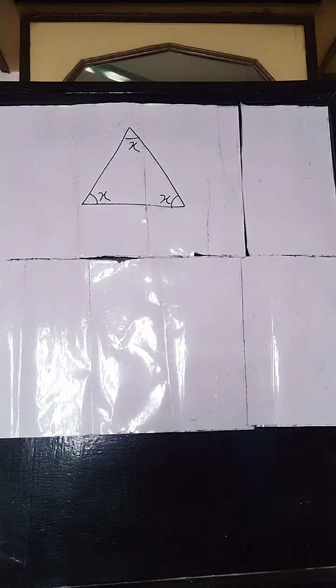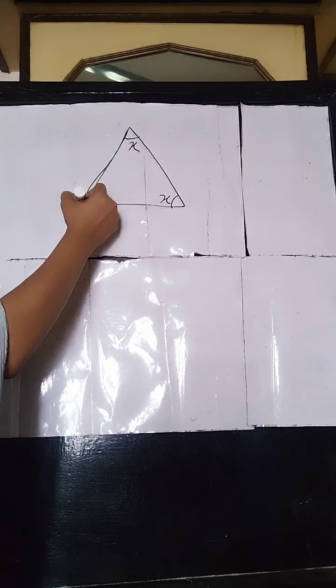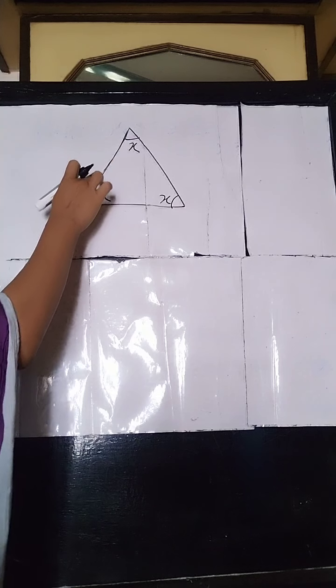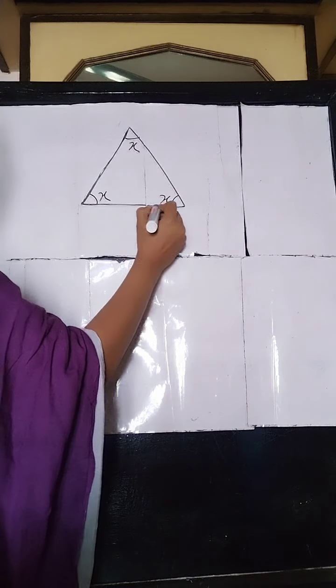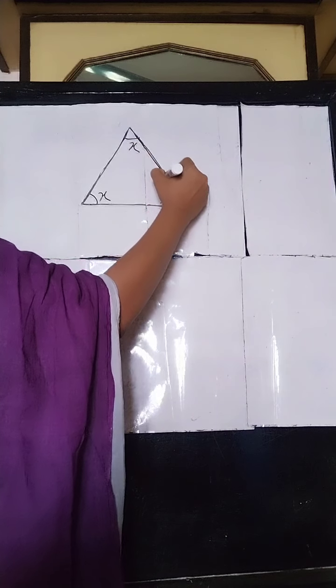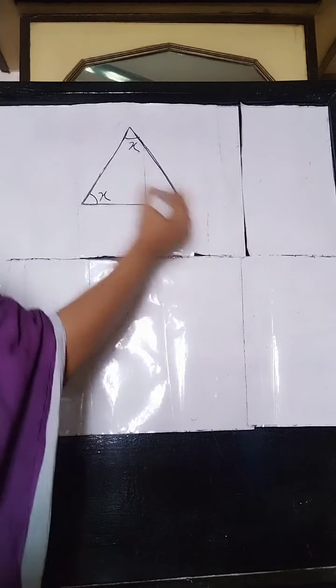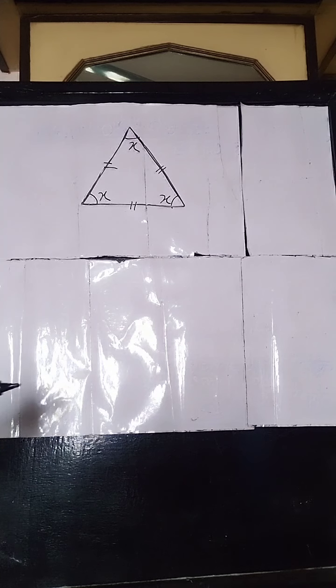Now from this figure we can easily understand that this figure is an equilateral triangle. Why is this figure an equilateral triangle? Because the three angles are equal. Only in case of an equilateral triangle, the three angles are equal because the three sides are also equal. This must be an equilateral triangle.